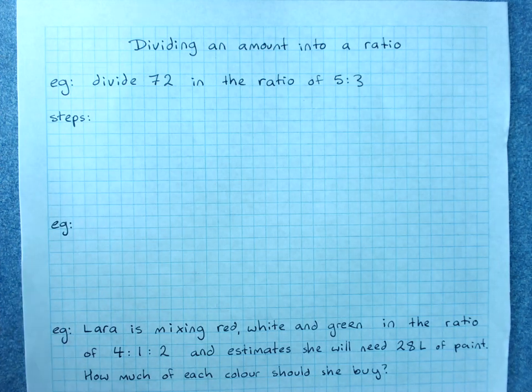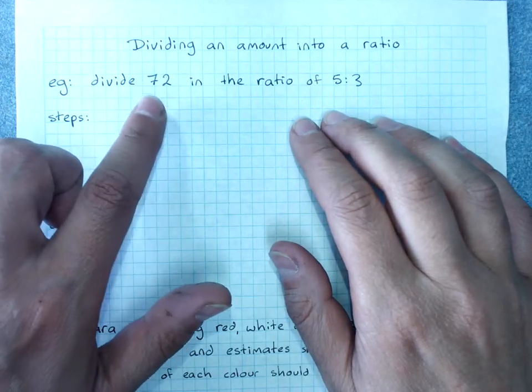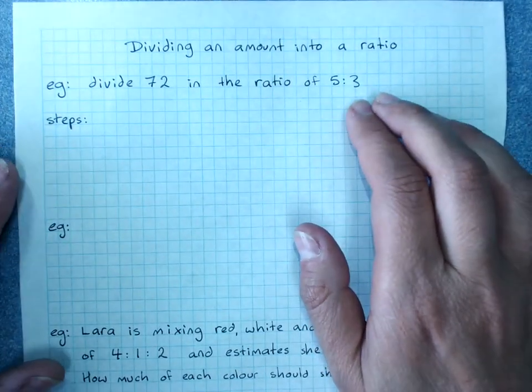Dividing an amount into a ratio. So our example question here is: divide 72 in the ratio of 5 to 3.